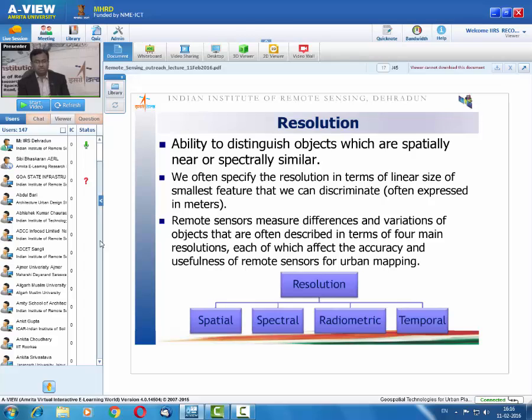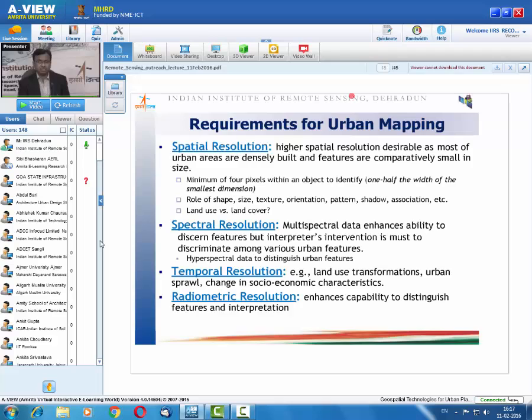Each of these resolutions affects the accuracy and usefulness of remote sensors for urban mapping. Now these resolutions are basically spatial, spectral, radiometric and temporal. In the subsequent slides, we'll try to understand how each of these resolutions affects the processes in urban mapping. Now let us go into the spatial resolution.